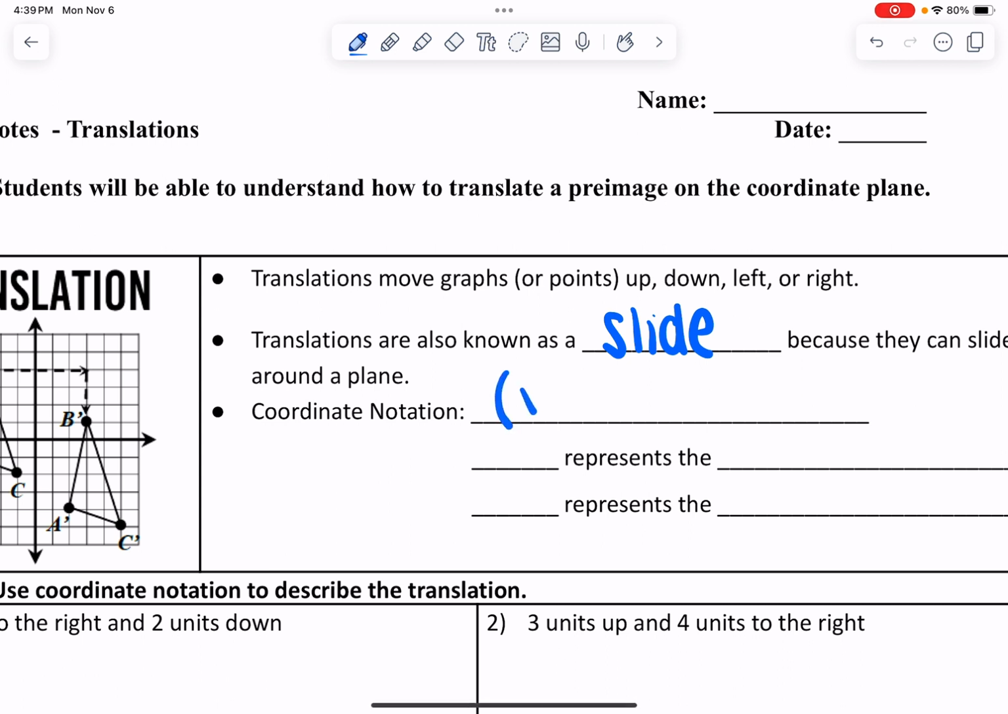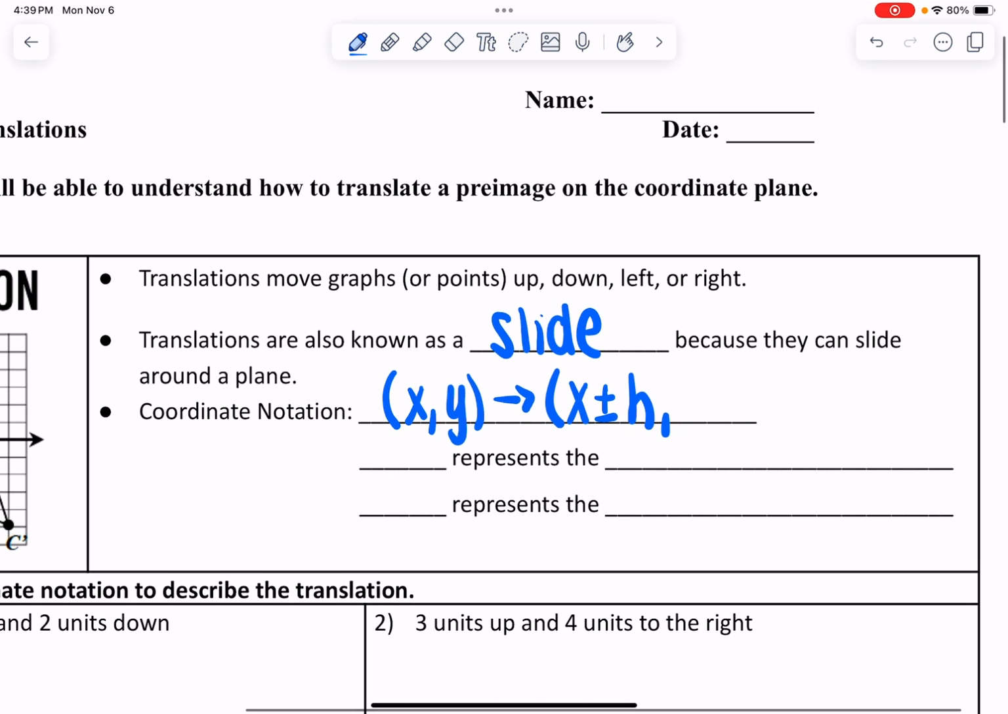Here's how I'm going to start. I'm going to write it down and then I'll break down what it means. I'm going to start off with (x, y) and an arrow. We've done this before. I'm going to have x and then a plus or minus sign, plus or minus h, then comma, y plus or minus k. What that plus or minus represents is which direction I go in. For a minus, it would be going left or down. For a plus, it would be going right or up.